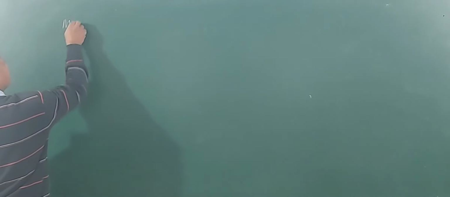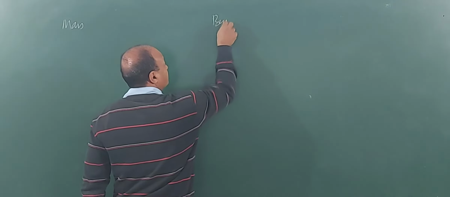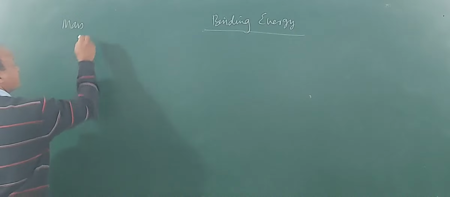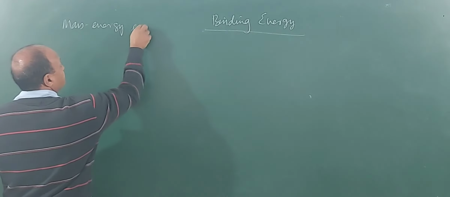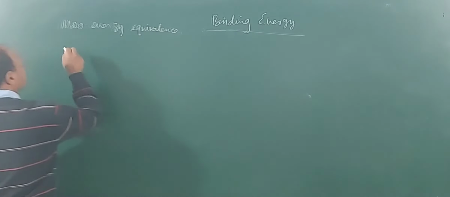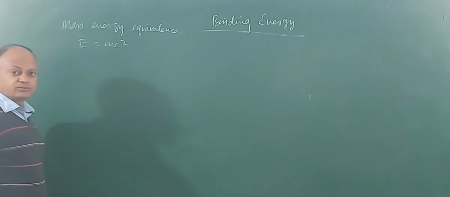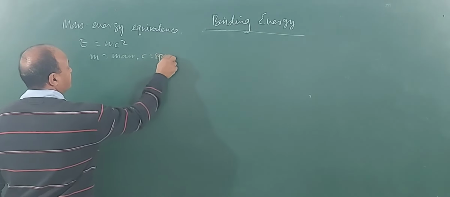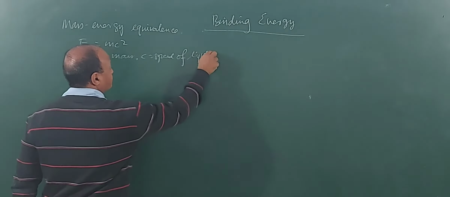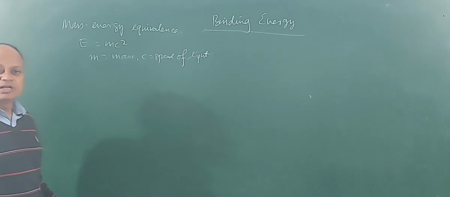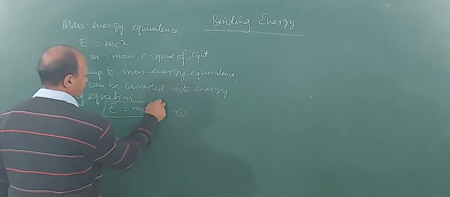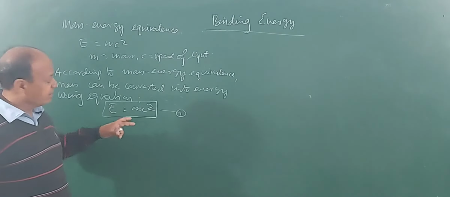So, children, we will understand what is mass energy equivalence and binding energy. Mass energy equivalence is E equal to mc square, where m is mass and c is speed of light. Clear? So according to mass energy equivalence, mass can be converted into energy. Actually this is the equation, E is equal to m into c square.